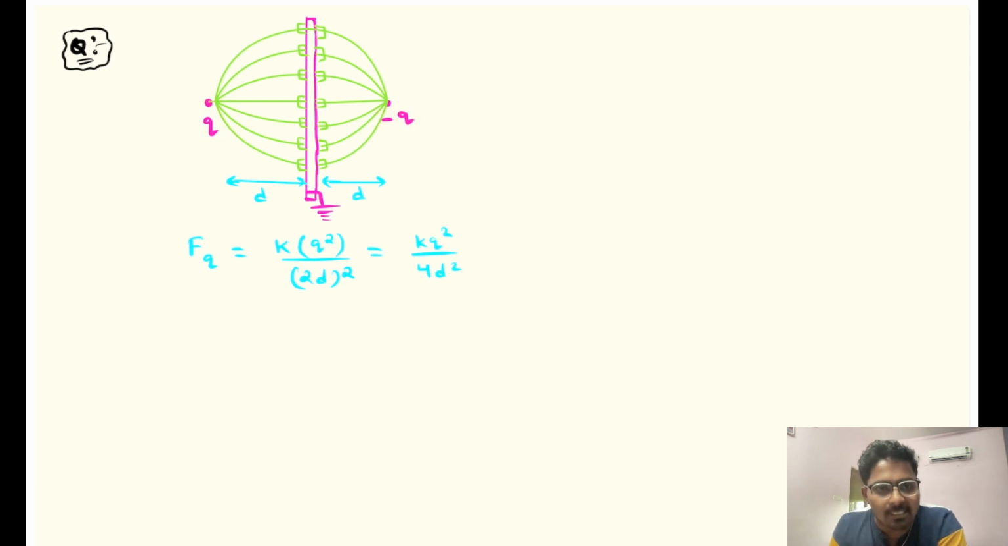Now I am telling you this is the same force that the conductor will apply on this charge q. Right? So I hope it's clear.